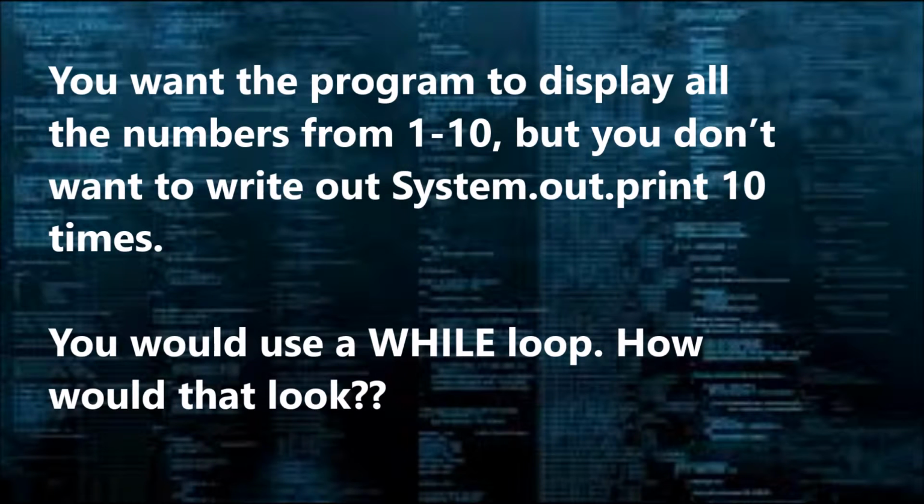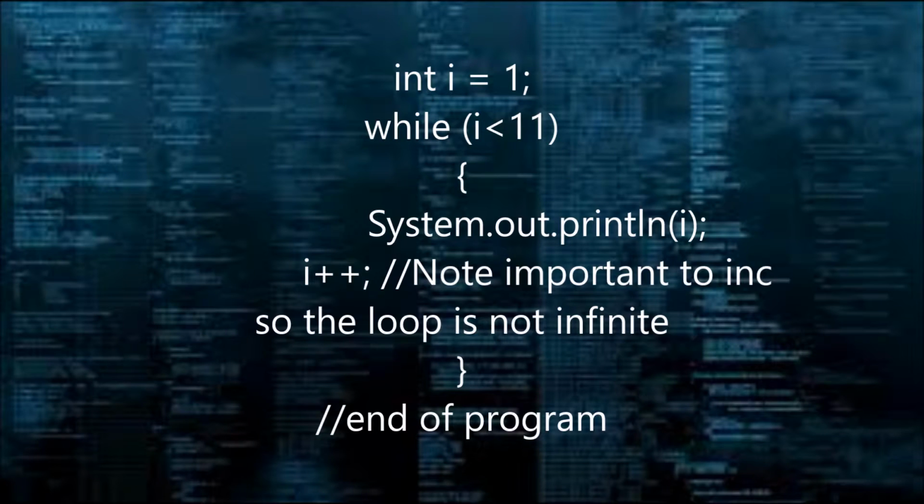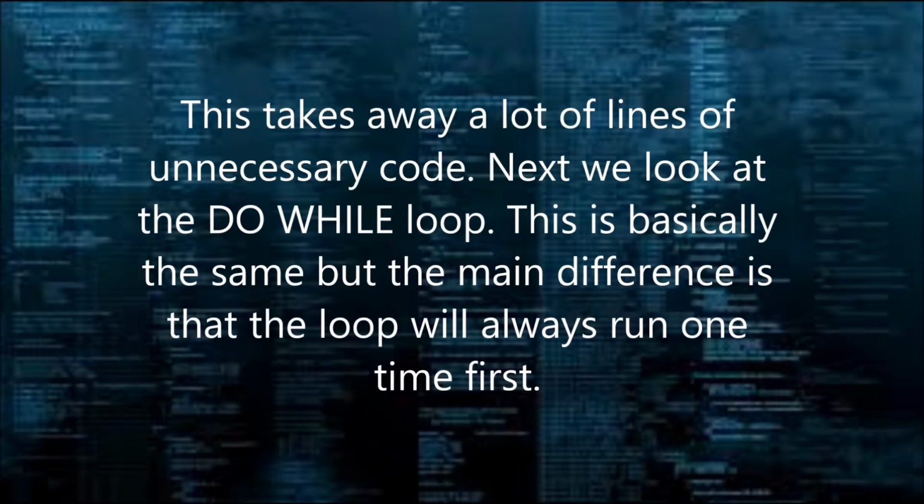The simplest of which is the while loop. Let's say, for example, you want the program to display all the numbers from 1 to 10, but you don't want to write out System.out.print 10 times like we did in the previous lecture. You would use a while loop. How would that look? Integer i is equal to 1. While i is less than 11, System.out.print i, i++. We increment i so it goes from 1 to 10 and is not infinite. This takes away a lot of lines of unnecessary code.